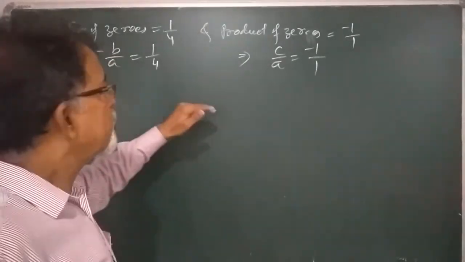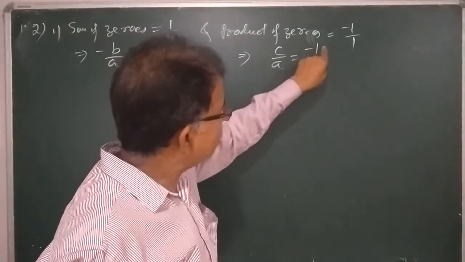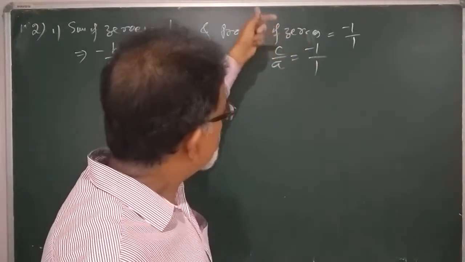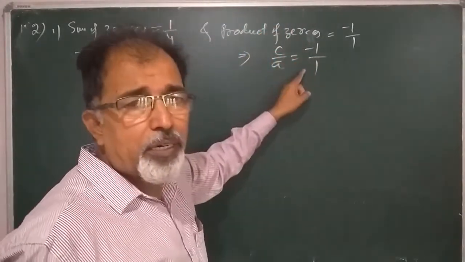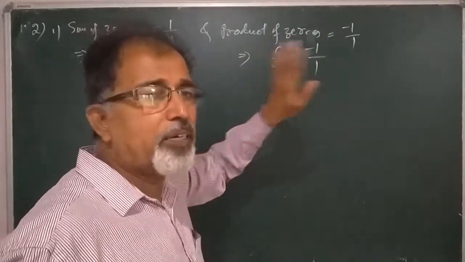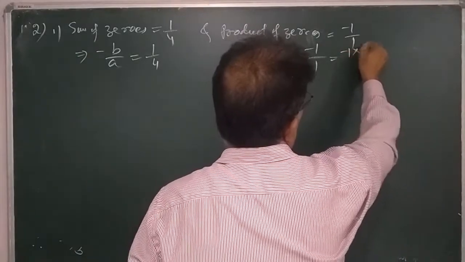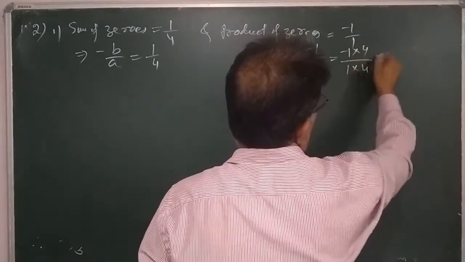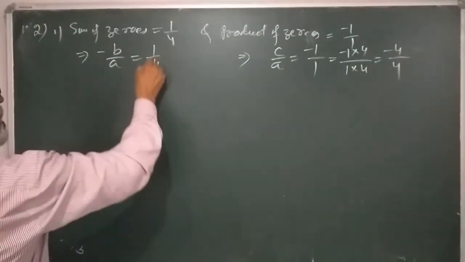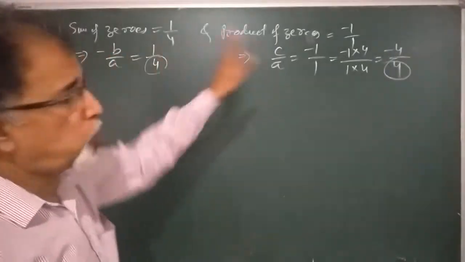That's why here it is already 4, and to make something by 4, we will multiply both numerator and denominator by 4. That's why I am going to write here minus 1 into 4 by 1 into 4, that is minus 4 by 4. Now this equal to this, because A equal to A.